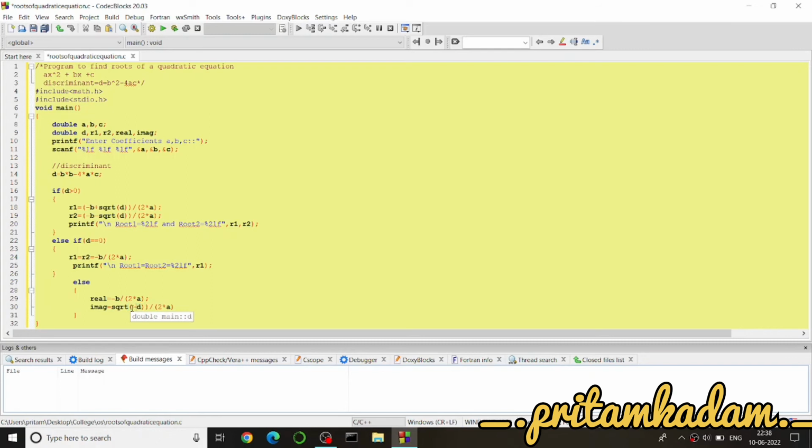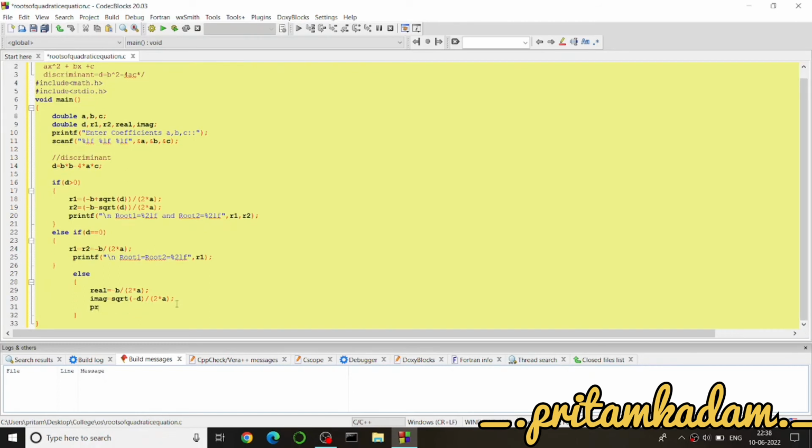So let us write that down, and we will directly write printf, the real part plus imaginary part, and the other root would be real minus imaginary part. So let us write it down. printf, and then root 1 equals %2lf plus %2lf, and our root 2 would be equal to %2lf minus %2lf, that is real plus imaginary would be the first root, and real minus imaginary would be the second root. We don't have to calculate the value because it is like that only.